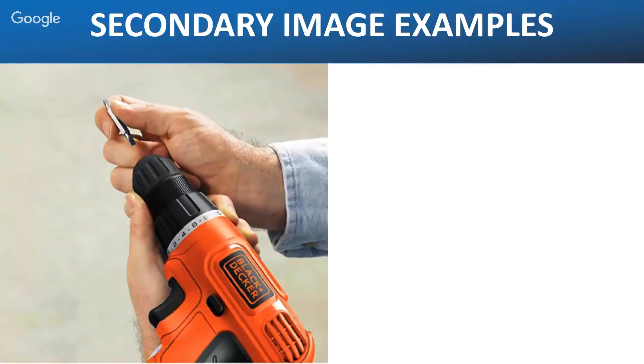Okay, here's our Black & Decker drill. We can clearly see that somebody's using it. You can see the size of the product in somebody's hand, and they're adding a drill bit. In this case, it's a double-ended screwdriver going into the drill itself. You can see the product being used.